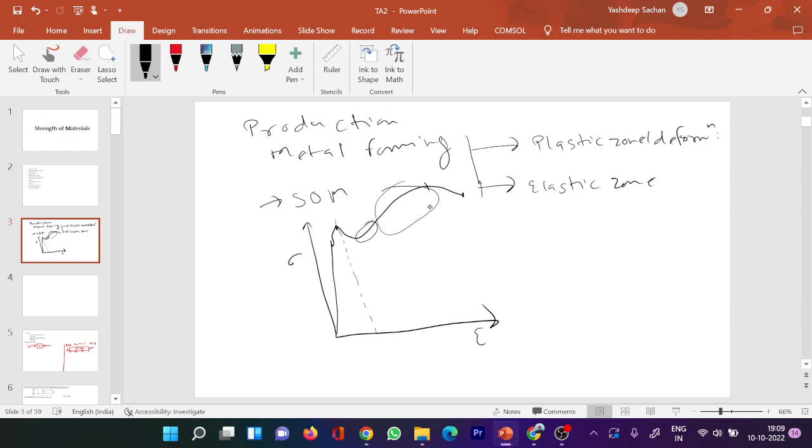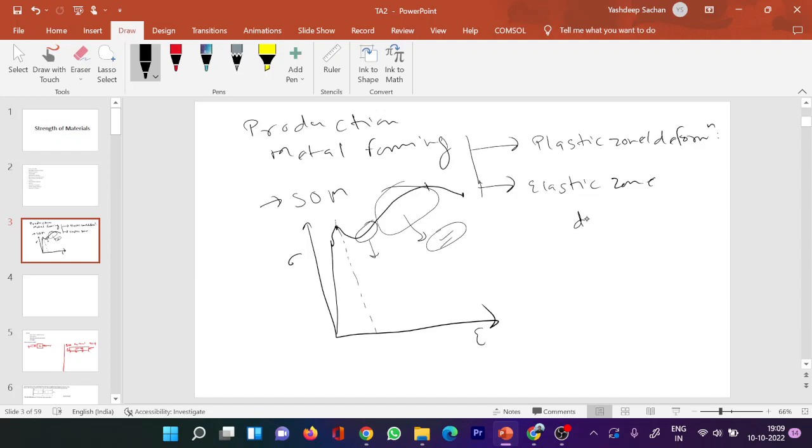In metal forming we would be studying sheet metal forming operations like punching, blanking, bending, and here rolling, forging, extrusion, wire drawing, etc. Those metal forming operations will happen here, and sheet metal operations will happen close to the yield point. And after that, no operation will happen, because you know this is the ultimate point.